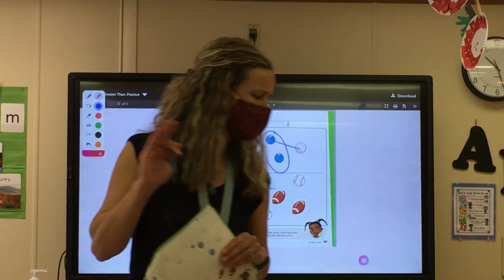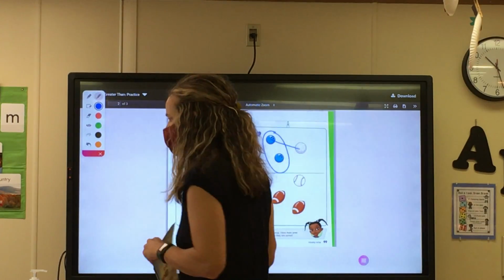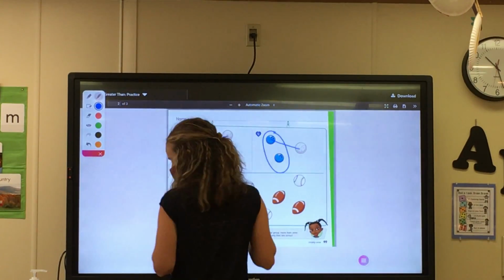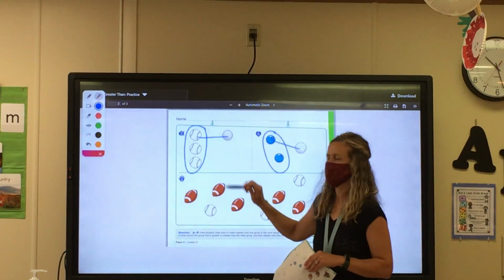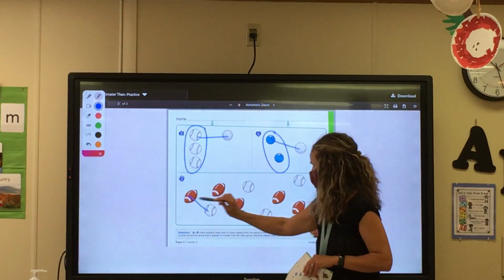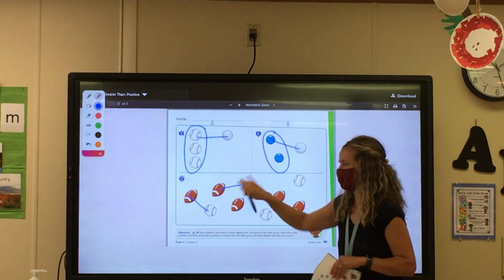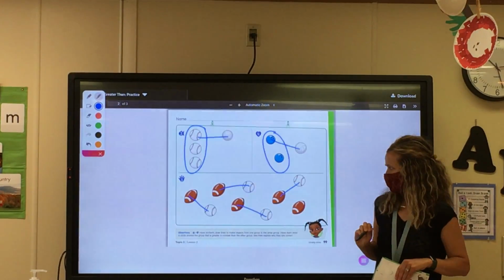Match up baseballs to footballs. Match them 1 to 1. Go ahead. Be careful, do not match them to 2. Just once you do match up a pair, then you can't touch those ones anymore. 1 to 1. Don't touch those ones anymore. 1 to 1.